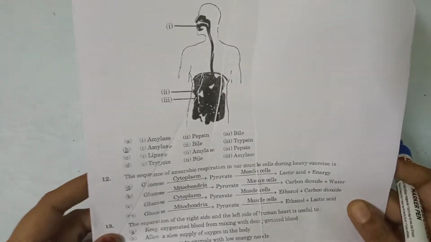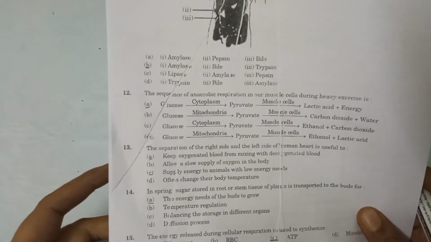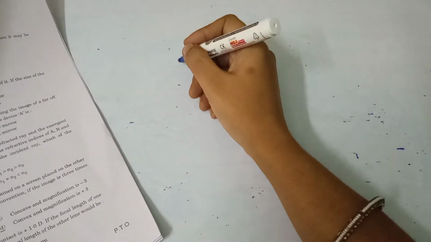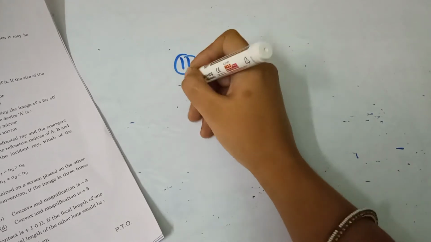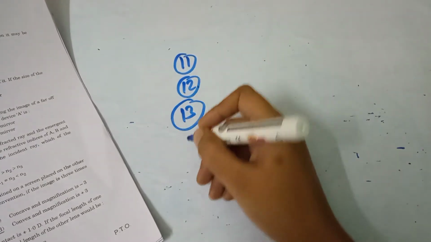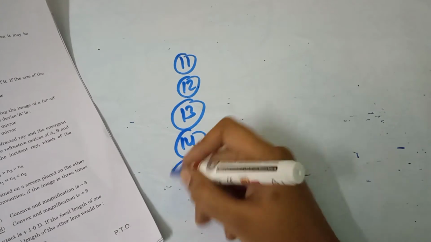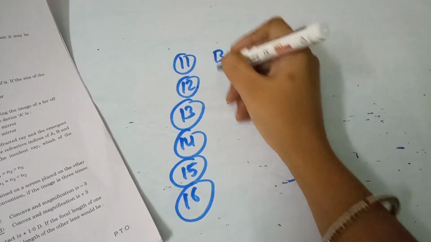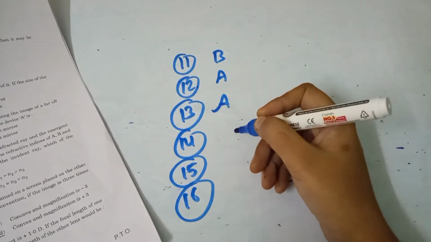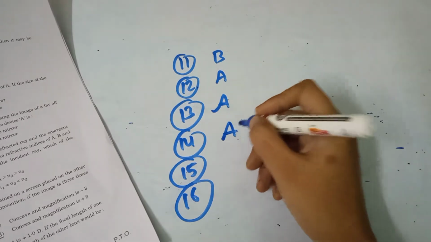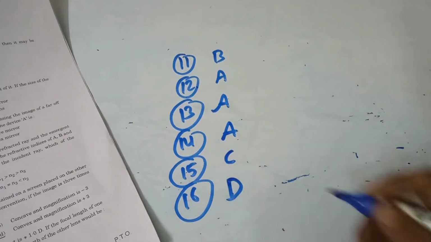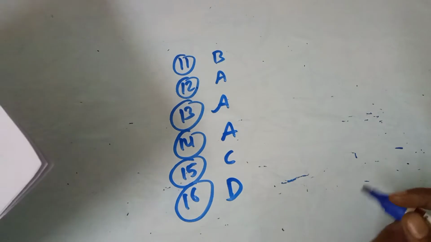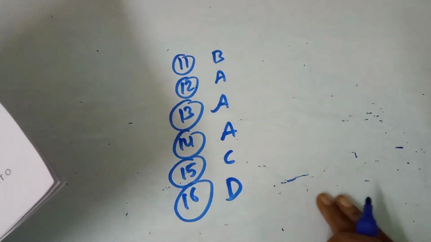In the 11th question, 11, 12, 13, 14, 15 and 16 are bio questions. I'm just writing the answers for them. The answers are B, A, A, A, C and D. So directly we are going on question number 17.